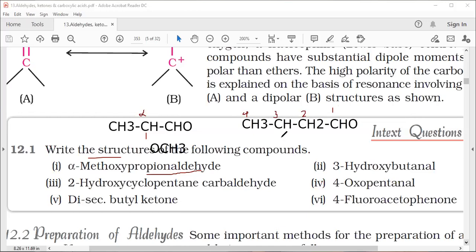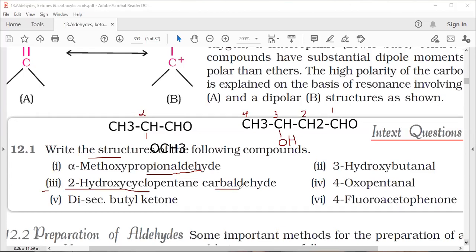Third position, there is hydroxy group. Hydroxy means which group? OH. Good. So here we write OH group. OH. This is 3-hydroxybutanol. Now next, third, 2-hydroxycyclopentane carbaldehyde.